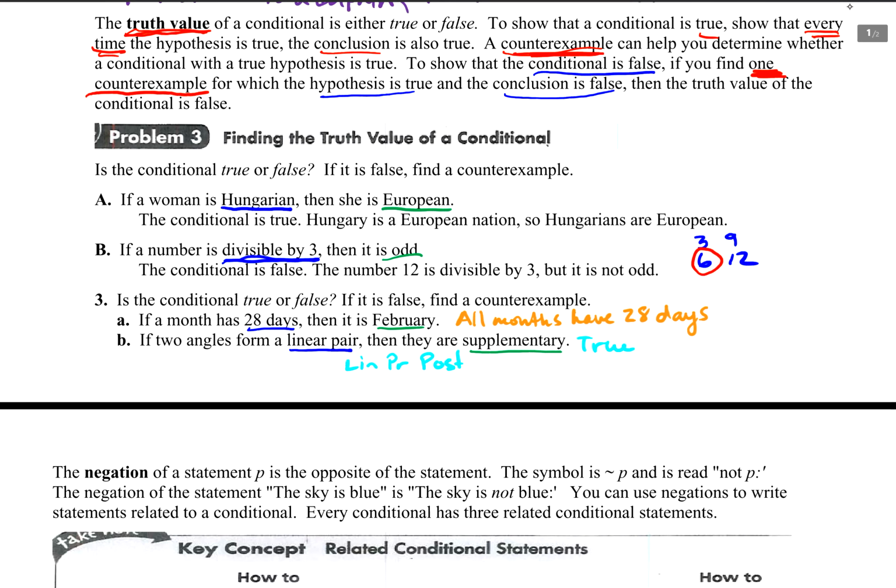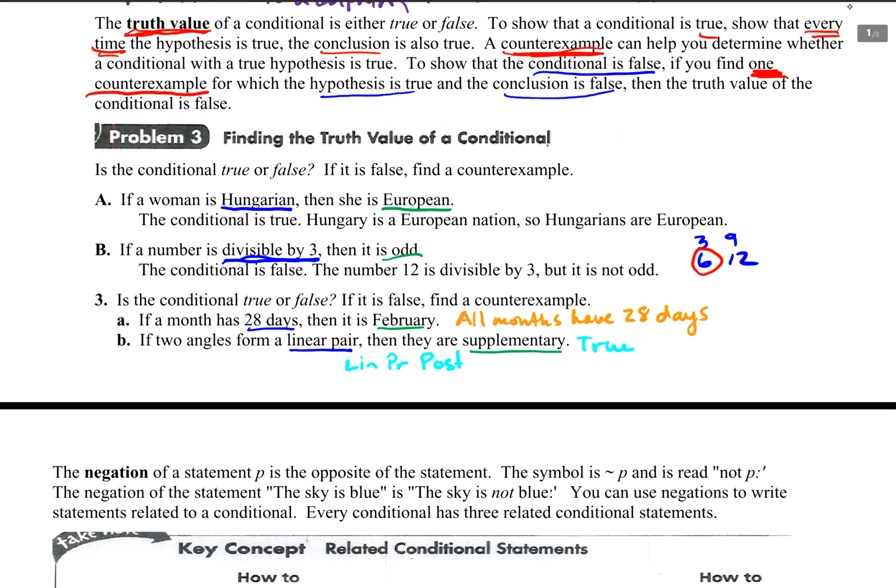Okay, these are kind of fun. The first was, if a month has 28 days, then it is February. And you might be inclined to go, well, yes, February has 28 days. But are there any other months? You have to ask yourself, does January have 28 days? Yes. As a matter of fact, all months have 28 days.